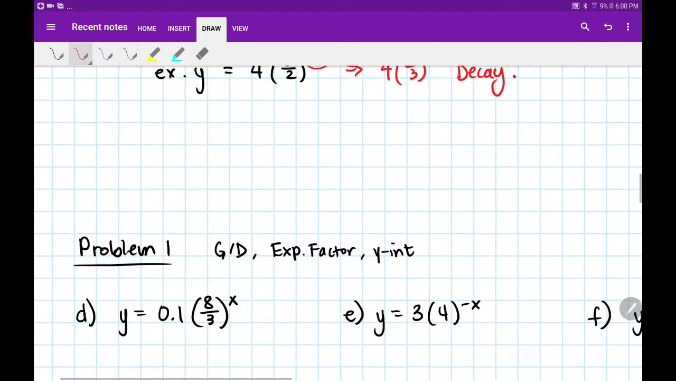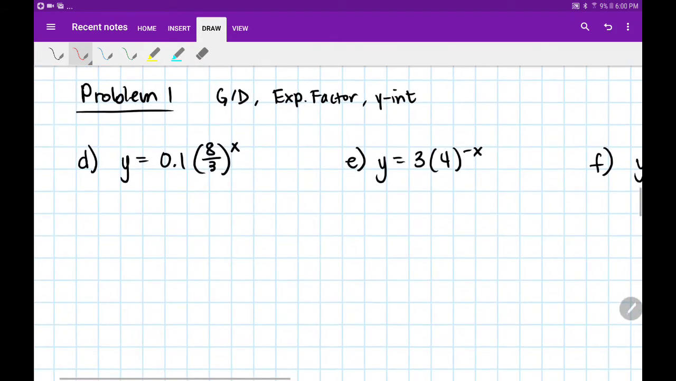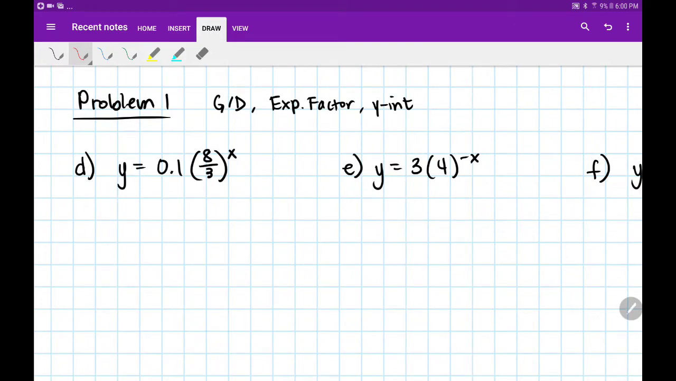All right, let's do the homework. For problem number 1, D, we're to identify growth or decay. So, do not be distracted by this number out in front. That number does not affect the basic shape of my graph. I'm interested in the base. Okay, 8 over 3. Well, 3 goes into 8 2 times-ish. So this is definitely greater than 1. It's approximately like 2.66. Since my base is greater than 1, actually I'll do it in green. Since my base is greater than 1, this is growth.